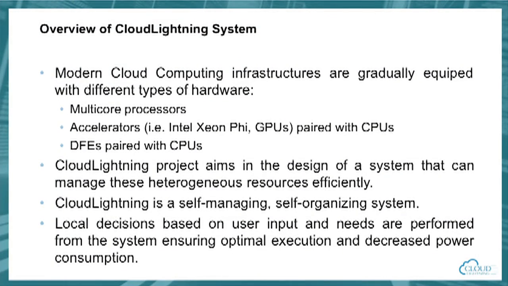We'll start with a brief overview of the Cloud Lightning system. Modern cloud computing infrastructures are gradually equipped with specialized and different types of hardware, such as accelerators, dataflow engines, or dedicated high-performance clusters. The Cloud Lightning project aims at the design of a system that can manage these heterogeneous resources through self-organization and self-management. Thus, local decisions based on user input and user needs are performed by the system, ensuring optimal execution and decreased power consumption.